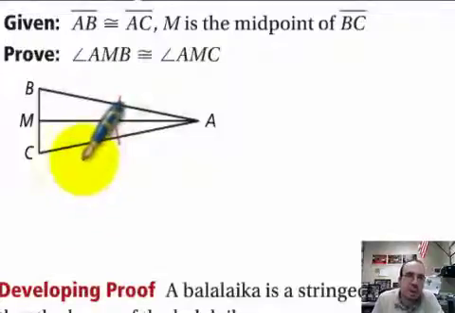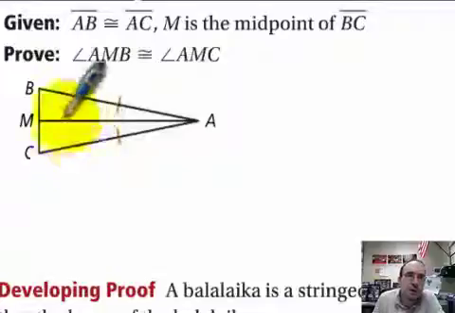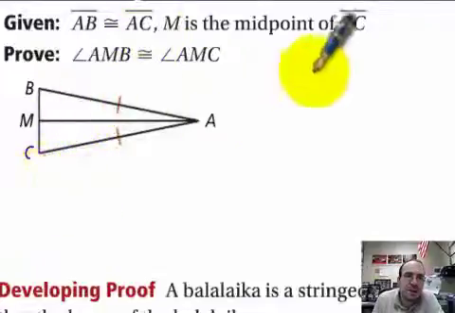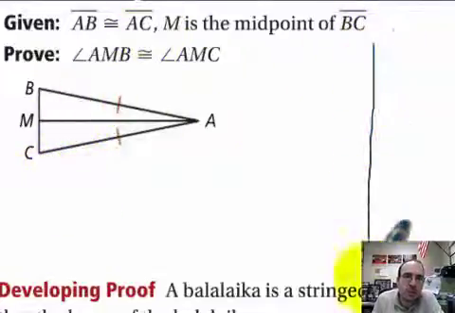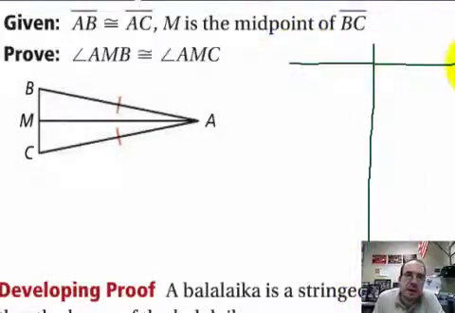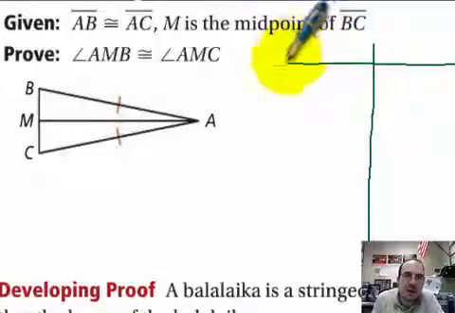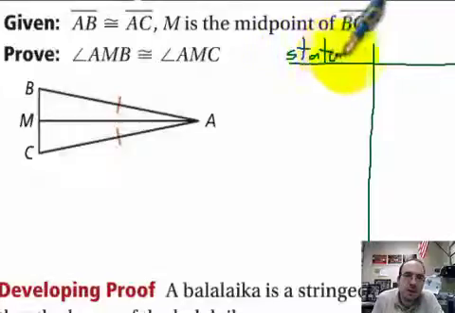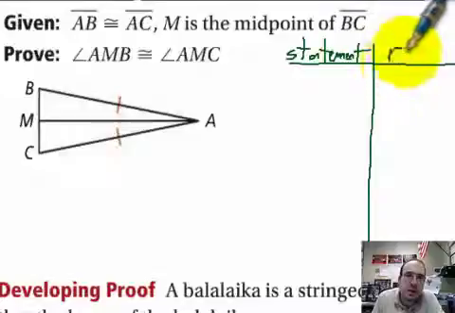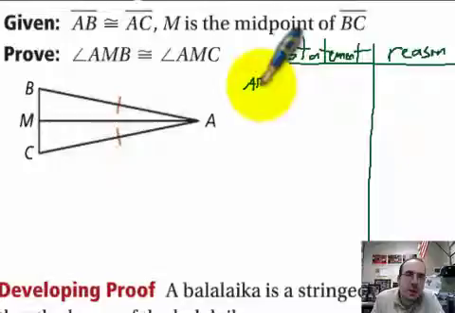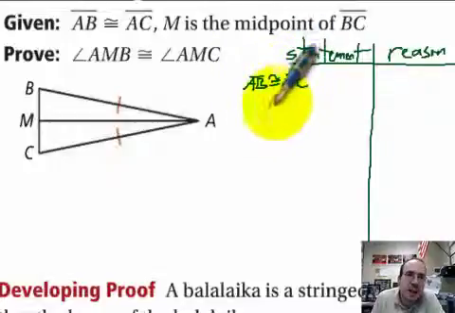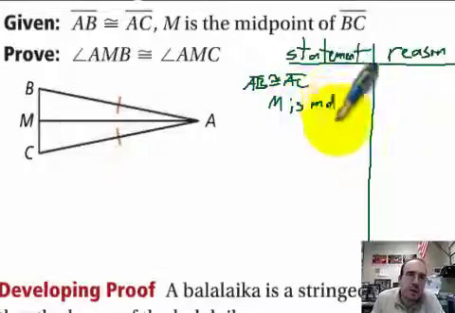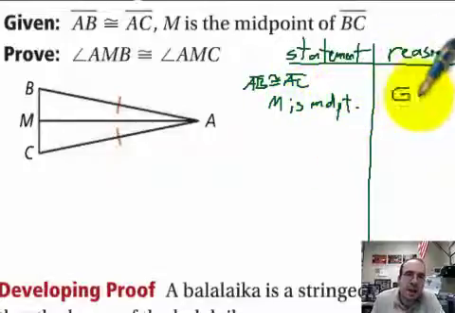Okay, so the first thing I'm going to do is I'm going to make a two-column proof. You can also do a paragraph proof or a flow proof. But here is my statement, and here is my reason that I will give. So first of all, I was given AB congruent to AC, and M is midpoint. I'm not going to rewrite the whole thing, and that was given.